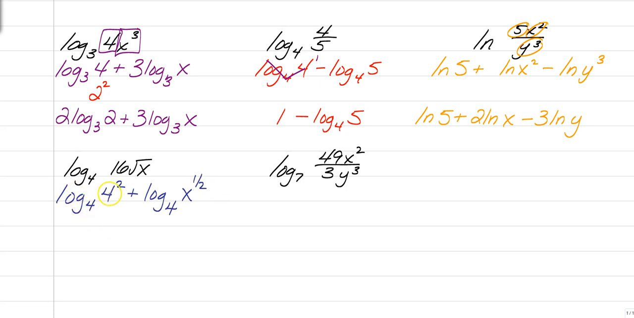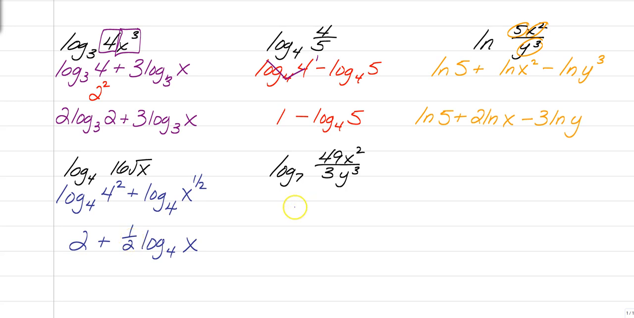Log base 4 of 4 is going to cancel. So that's going to leave us with 2 plus, and then we just have to move the 1/2 to the front. So 1/2 log base 4 of x. So yes, when you see a square root or a cube root, you must write it as an exponent. And then, of course, move it to the front.